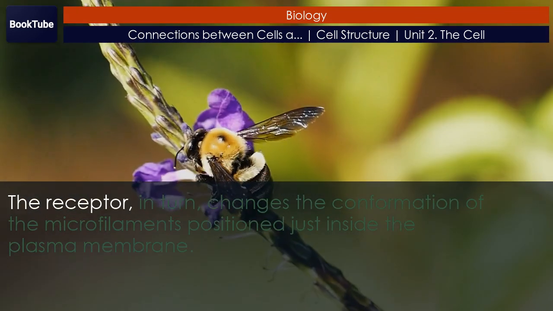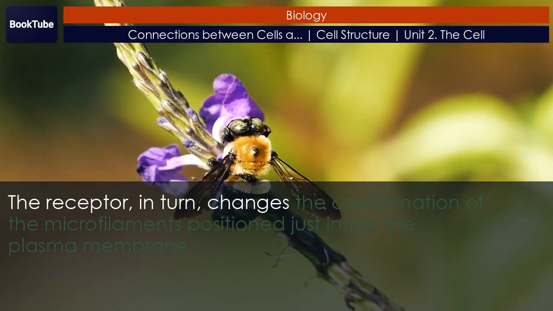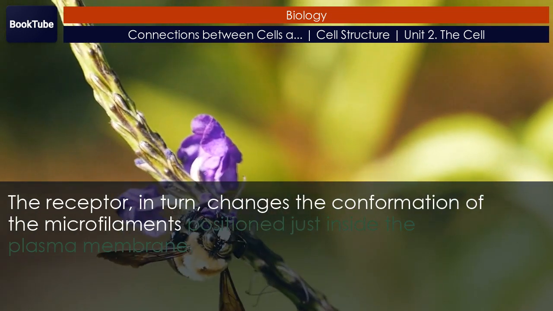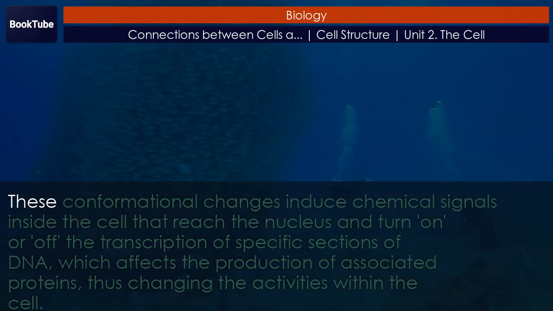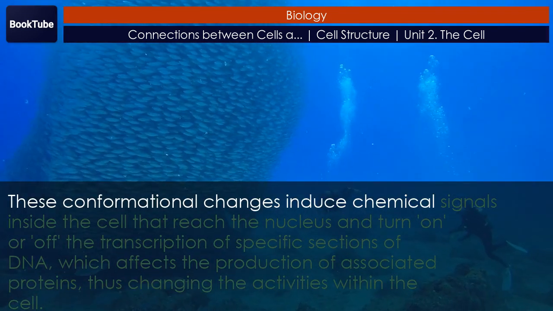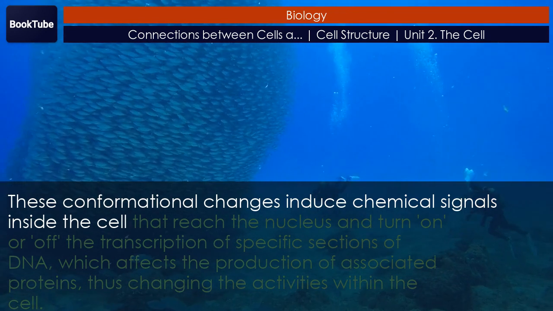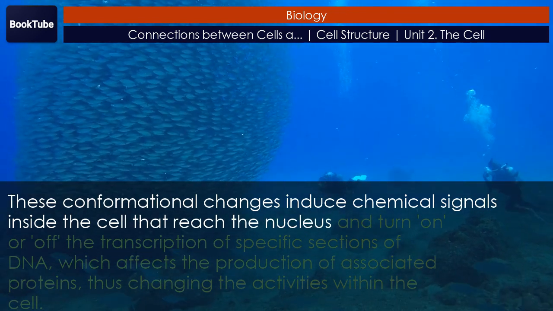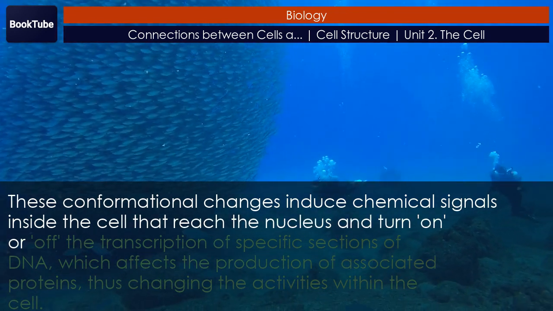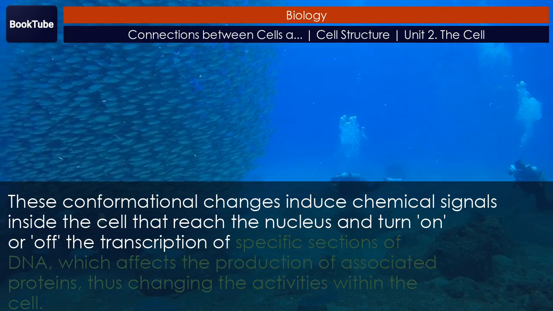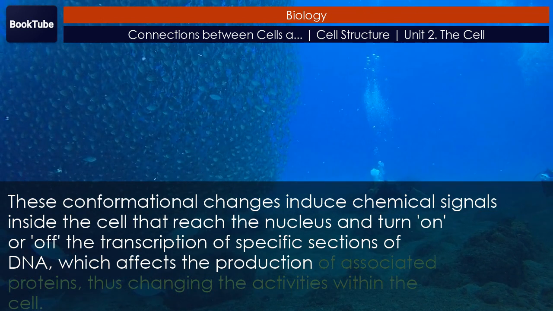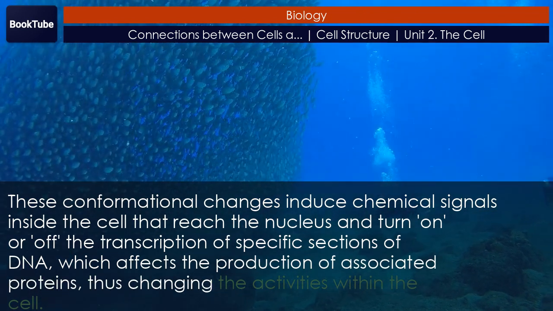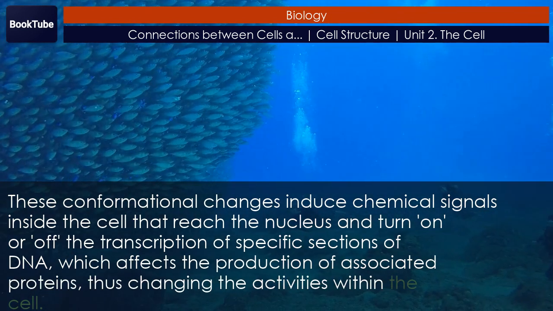The receptor, in turn, changes the conformation of the microfilaments positioned just inside the plasma membrane. These conformational changes induce chemical signals inside the cell that reach the nucleus and turn on, or off, the transcription of specific sections of DNA, which affects the production of associated proteins, thus changing the activities within the cell.